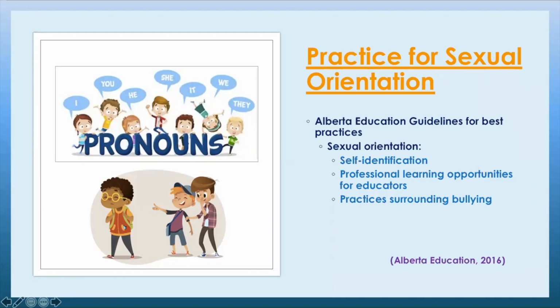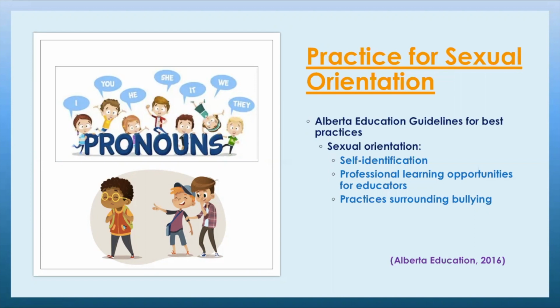So now I'm going to be discussing the practices that one can employ in order to combat the presence of and issues that come with sexual orientation discrimination. Online, there's an Alberta Education Guideline PDF that outlines the type of sexual orientation practices and discrimination that may take place in a classroom and what educators can do to combat it.